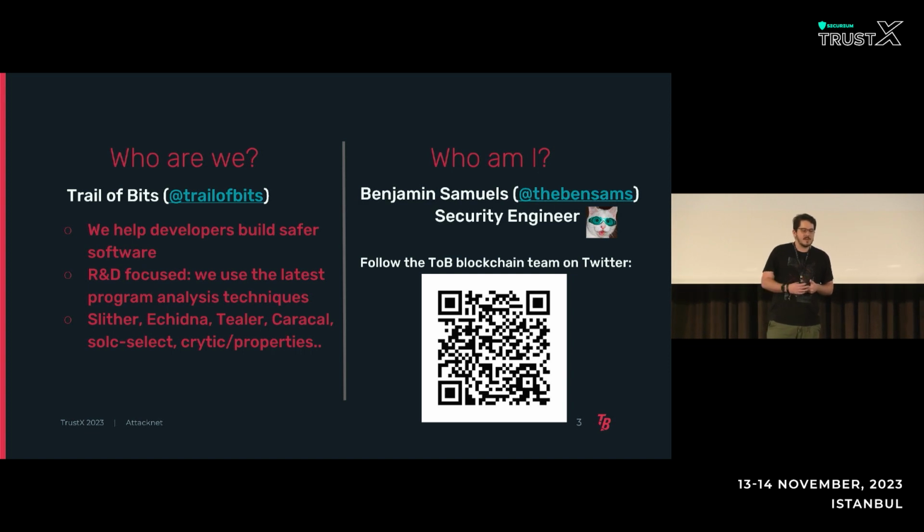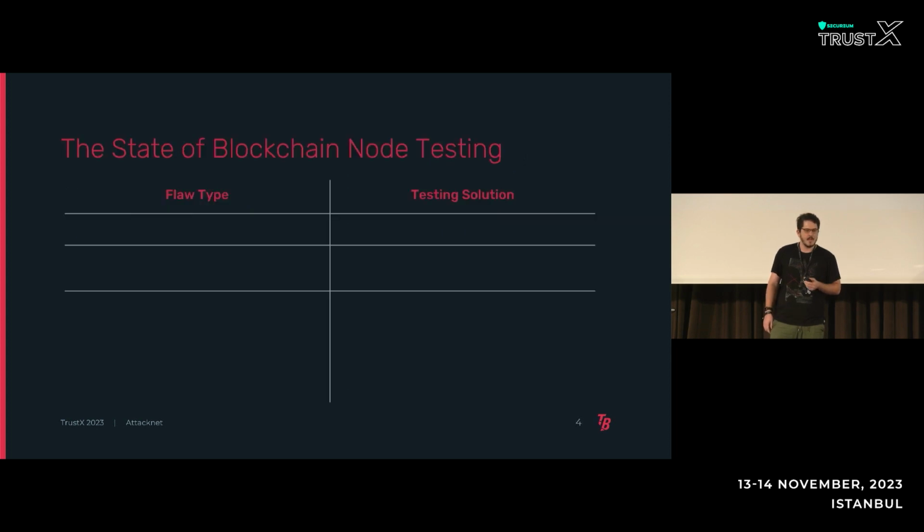Trailbits, if you haven't heard of us, we help developers build safer software. We also maintain a couple of tools that you might be familiar with, Slither, Echidna, Tealer, and a couple of others. Before we talk about Attacknet, though, we have to talk about the state of blockchain node testing.